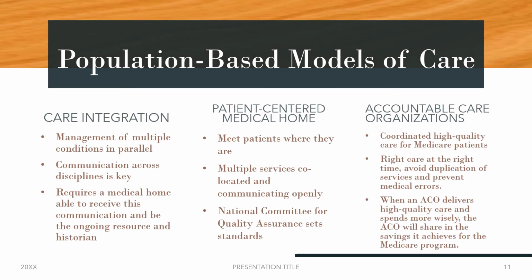Care integration is another population-based model. This is the management of multiple conditions in parallel. They give the example in the chapter about someone with a behavioral health condition. That condition is always kind of put on the back burner while the person's physical conditions are dealt with, but really they're so tied together and very difficult to disentangle.